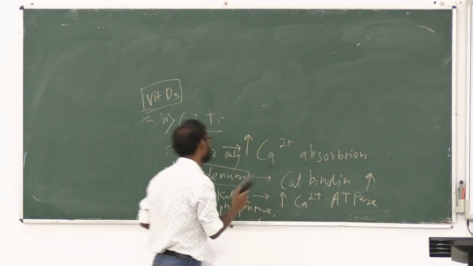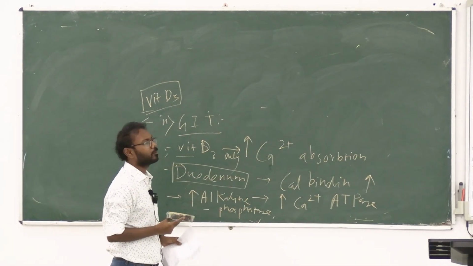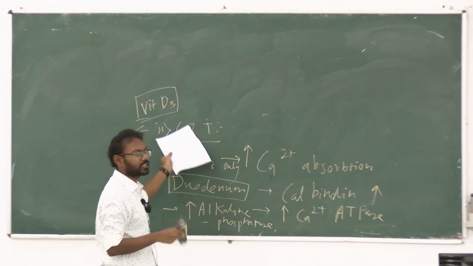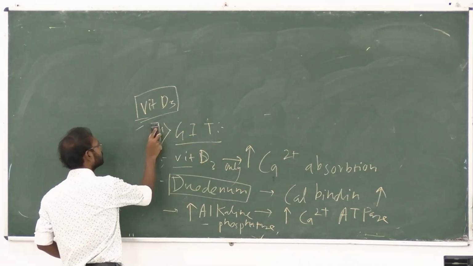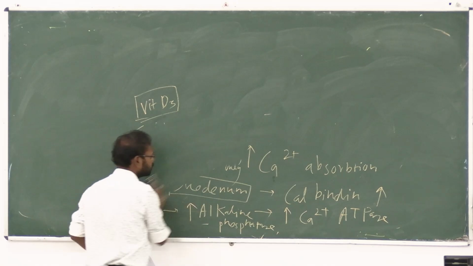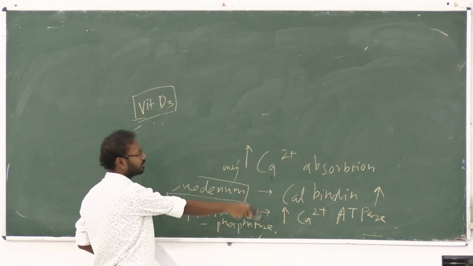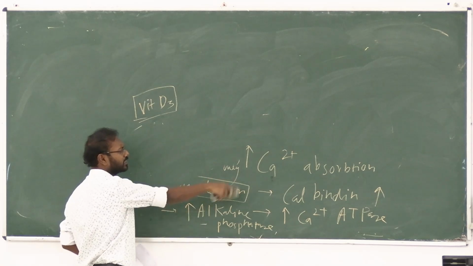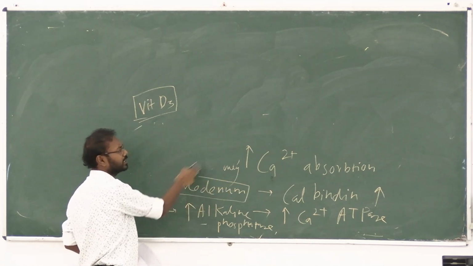Now, third is GIT, and bones are done. Only factor or only organ left in case of vitamin D is kidney. So you have written these: cal binding, calcium ATPase and alkaline phosphatase. Okay, by increasing these three factors it helps in calcium absorption.